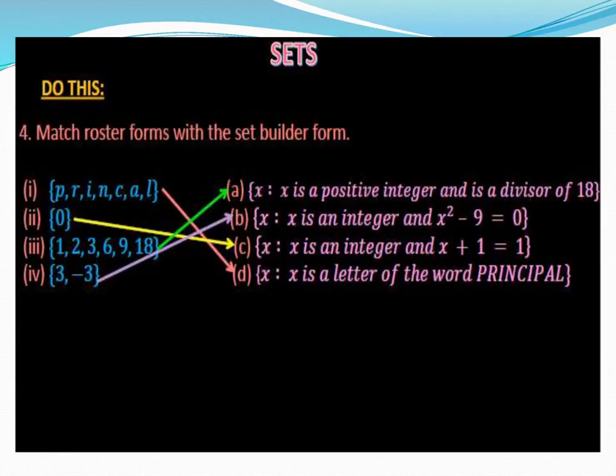Yeah, these are positive integers and divisors of 18. So the third is matched to the small a. And the fourth one, the set contains 2 elements. What are they? Positive and negative 3. {3, -3}. Here x is an integer such that x squared minus 9 equals 0. We can solve x squared minus 9 equals 0, then x equals plus or minus 3. Then the fourth will match B.